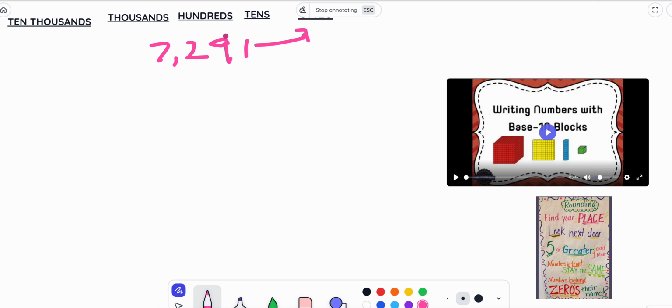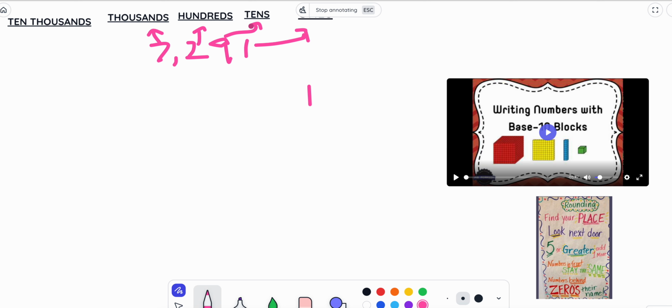So my 9 goes in my ones. My 1 goes in my ones. My 9 goes to the tens, right? My 2 goes to the hundreds, and my 7 goes to the thousand. So now to write this in expanded form, you literally write the number as it is. So 1 is equal to 1.